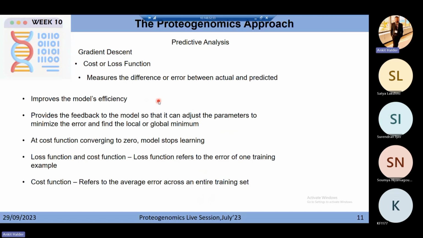So whenever model training is done, during the training it shows how much error there is between the actual and the predicted values. So it improves the model's efficiency. The cost or loss function is improving your model's efficiency by providing feedback to the model so that it can adjust the parameters to minimize the error and find the local or the global minimum. I am hopeful that you have understood so far. When the cost function converges to zero, the model will stop learning.